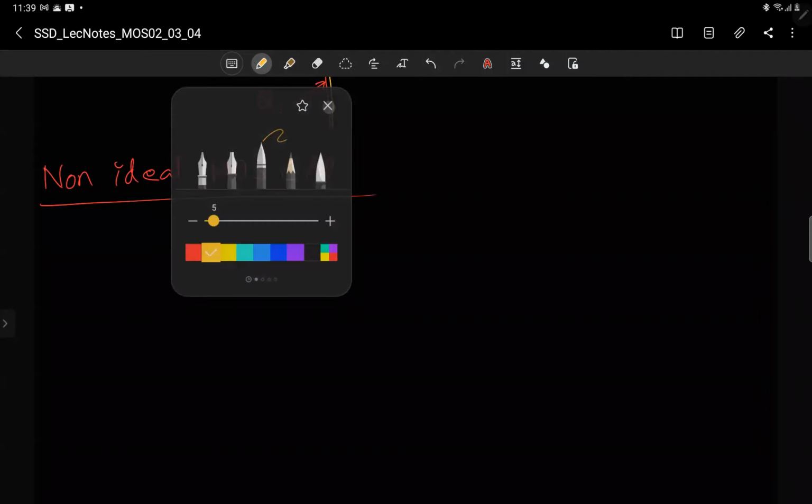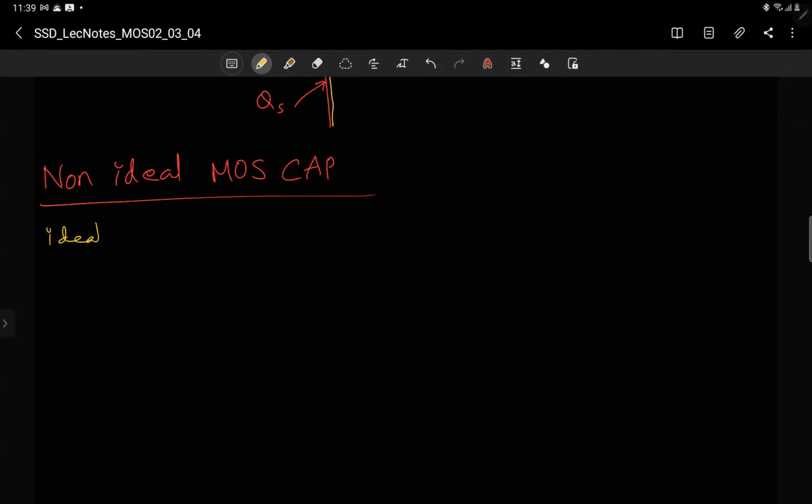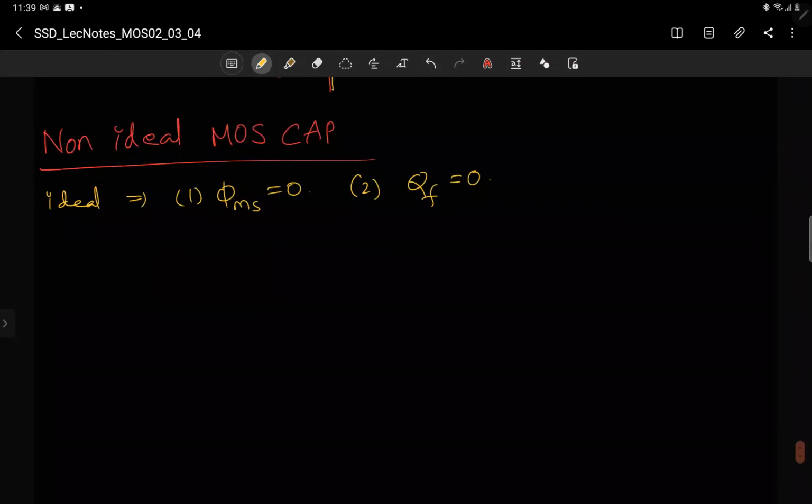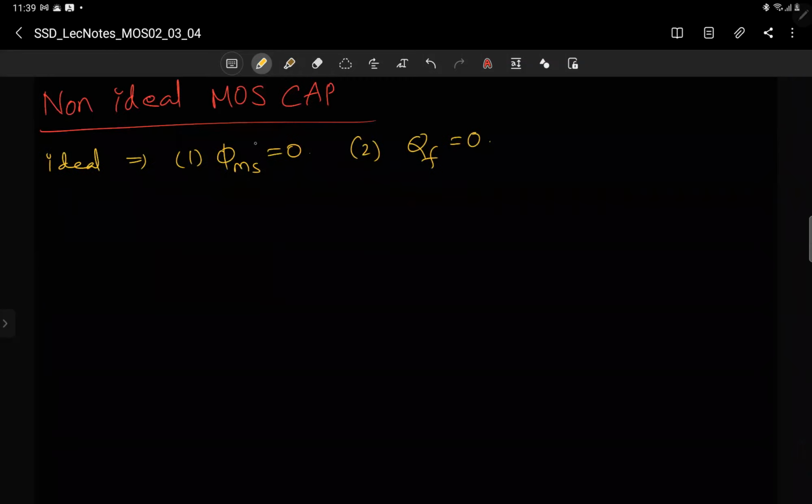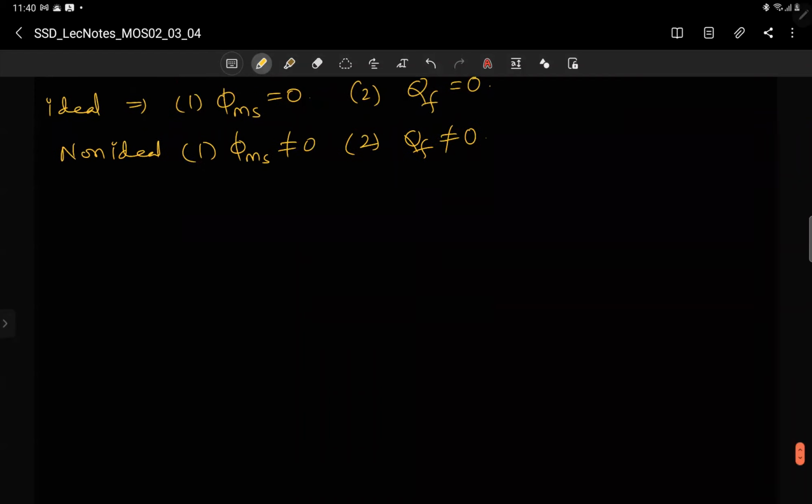So what is ideal? We said ideal means one condition is phi ms is equal to 0. Second thing is QF is equal to 0. So non-ideal means what is going to change? Non-ideal means phi ms not equal to 0, QF not equal to 0. Obvious. Okay. So let us take this condition. That is first one, phi ms not equal to 0.